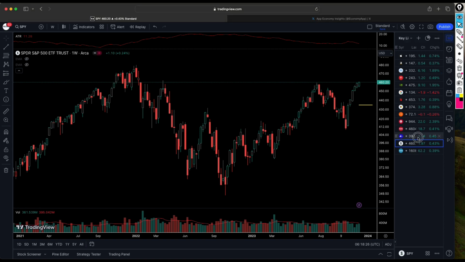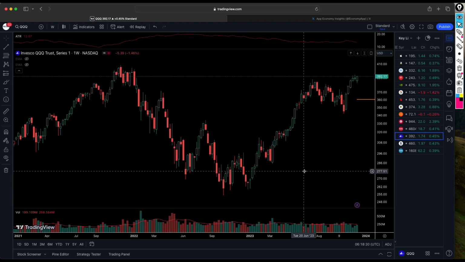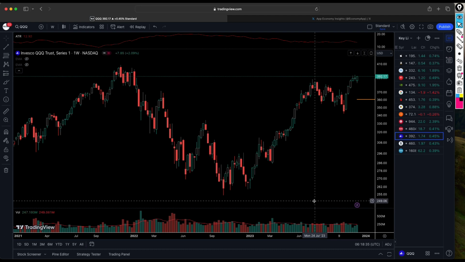And then for the Nasdaq, there is also the QQQ ETF. It also tracks the Nasdaq market. Again, you can see the chart pattern looks the same. It is also priced in US dollars.